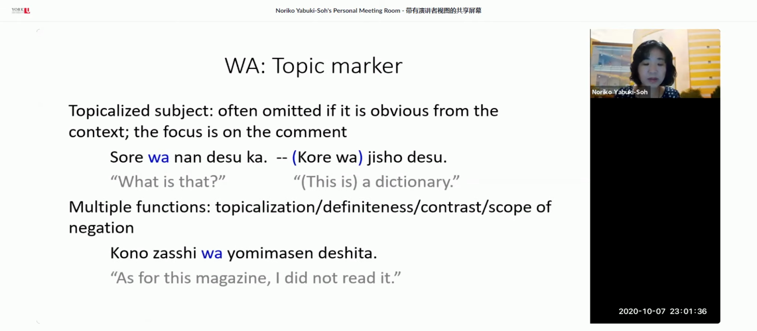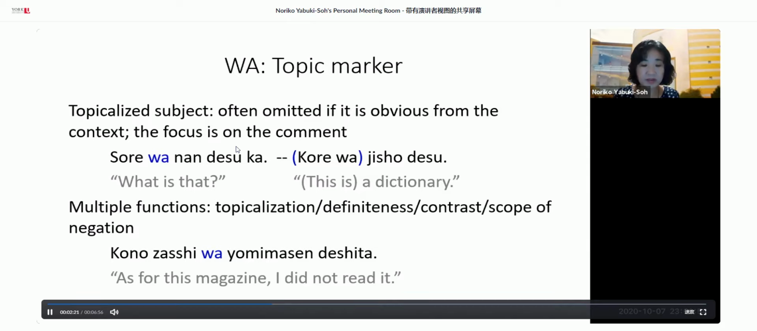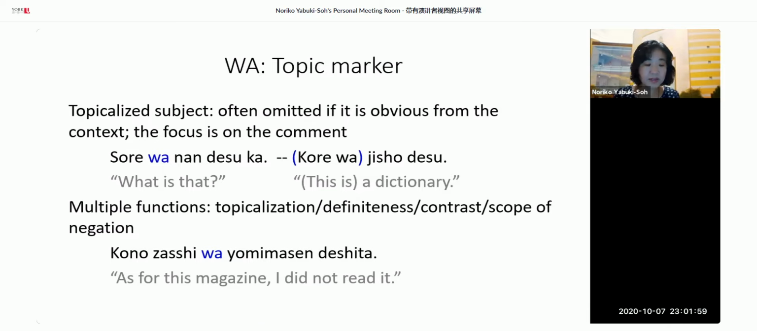Particle は also has multiple functions, not just topicalization and definiteness, but は can contrast things as A versus B, and also can limit the scope of negation. This sentence, この雑誌は読みませんでした, contains all of these multiple functions. この雑誌 is topicalized, introduced as the definite element, contrasted as this magazine as opposed to any other magazine, and it's used with negative form to limit the scope.